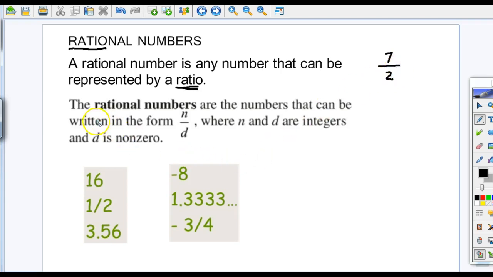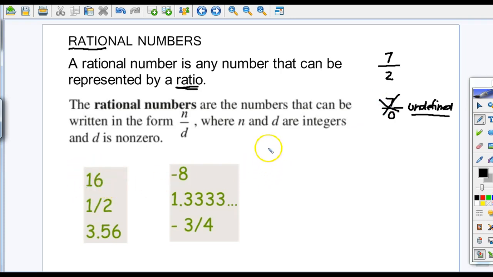So if we look at some examples down here, here is a number written in the form n over d. Now d has to be a non-zero number, because you can't say 7 divided by 0. That is not possible. This is undefined, if you remember that. Since 7 divided by 0 is undefined, it is not a rational number. Okay, not rational.